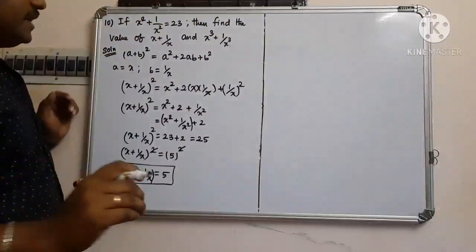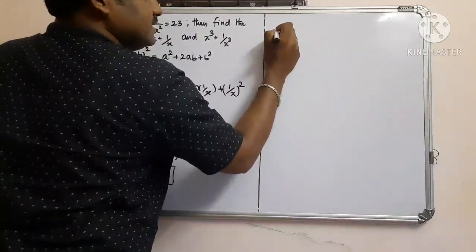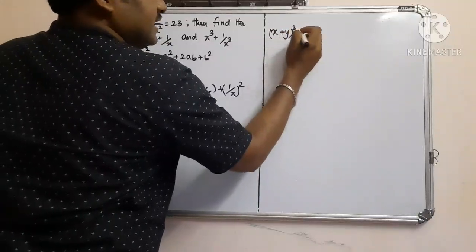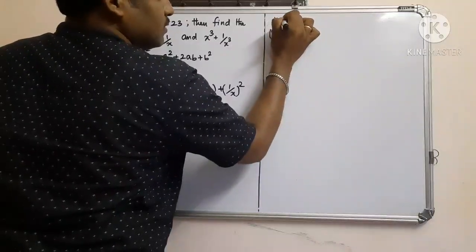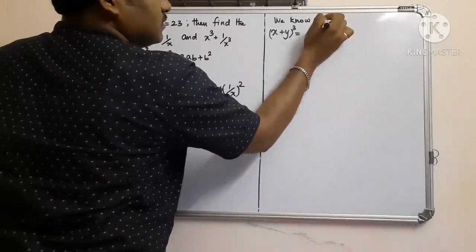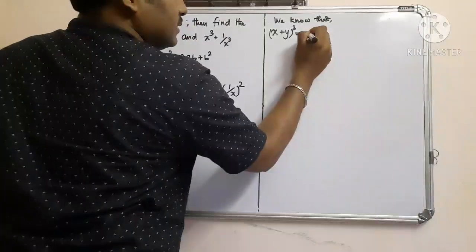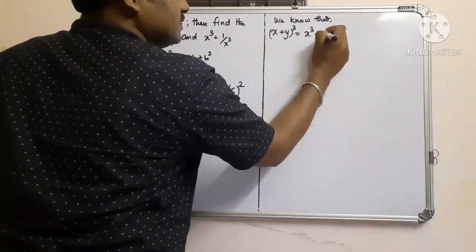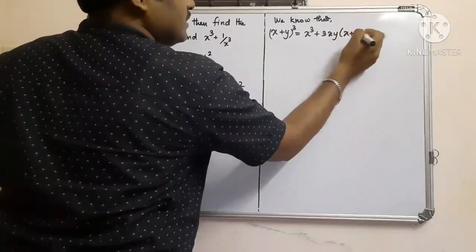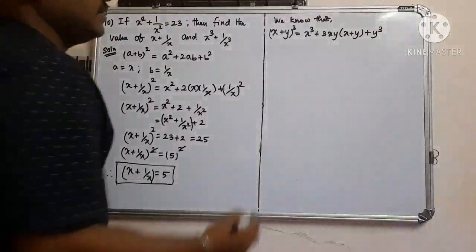x cube plus 1 by x cube. So now we know the formula: (x plus y) the whole cube is equal to x cube plus 3xy into (x plus y) plus y cube. So we know this formula.